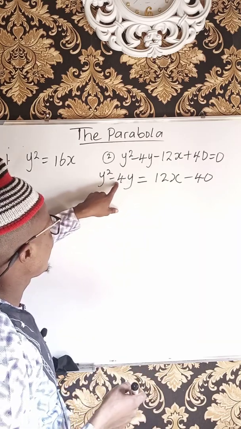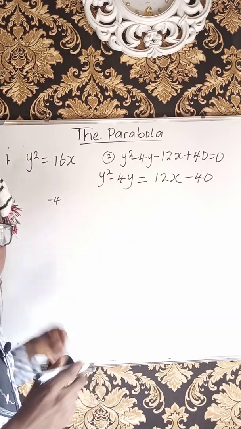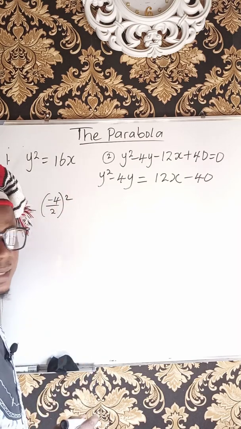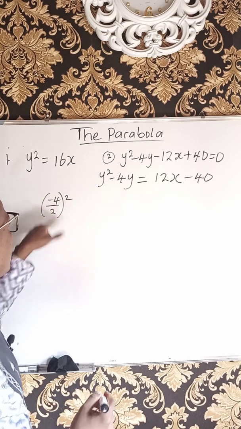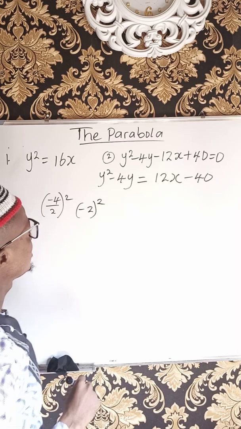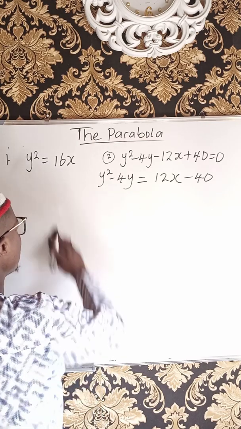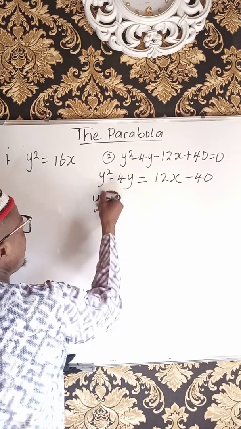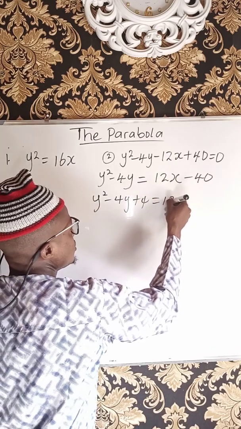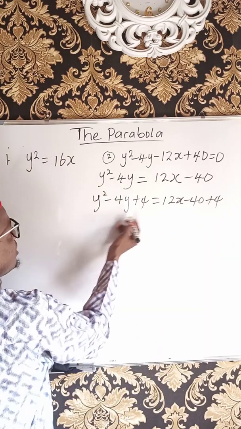The coefficient of y here is minus 4. And to make a particular expression perfect, you find half of the coefficient of y all squared. That is what you do to complete it. So since here is minus 4, half of minus 4 is minus 2, all squared. This is what I'll be adding to both sides. Okay, and minus 2 squared is just 4. So I will add 4 to both sides. So when I do that, I will now have y squared minus 4y plus 4 equals 12x minus 40 plus 4. Now this is now complete.